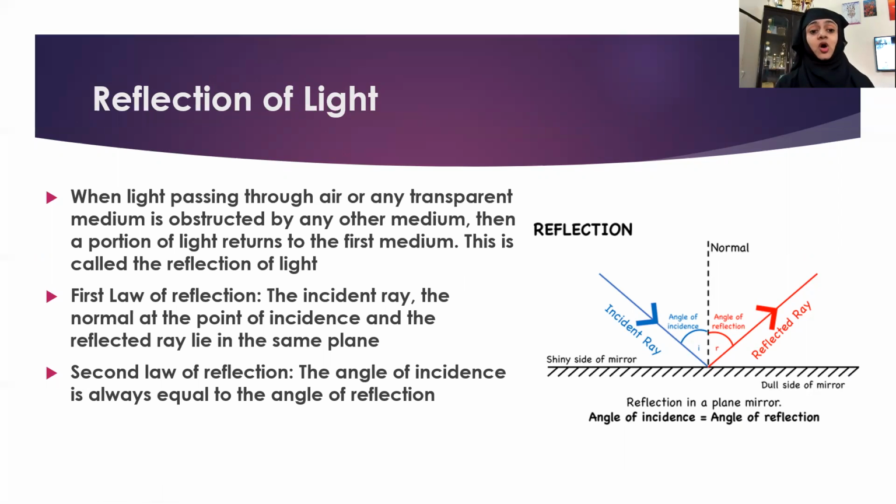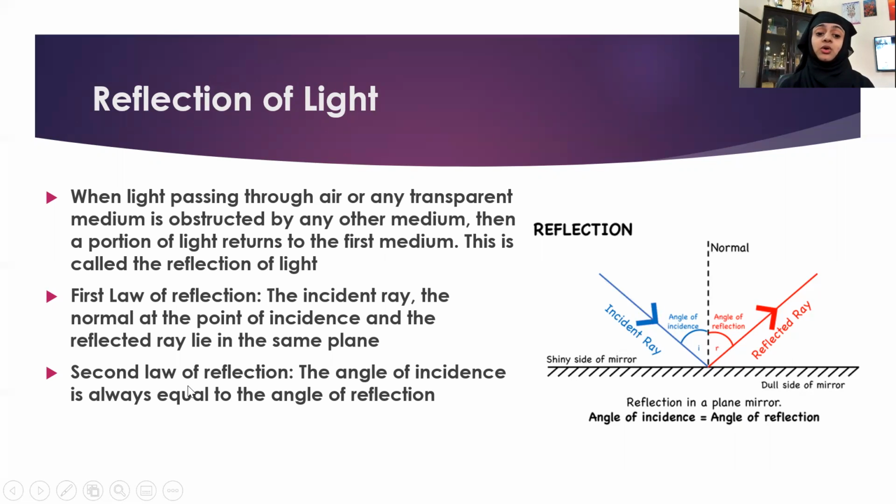And there are few laws of reflection. The first law states that the incident ray, the normal at the point of incidence, and the reflected ray lie in the same plane. So here you can see the incident ray. Normal means a line making 90 degrees with the surface, and also the reflected ray. All three of them lie in the same plane.